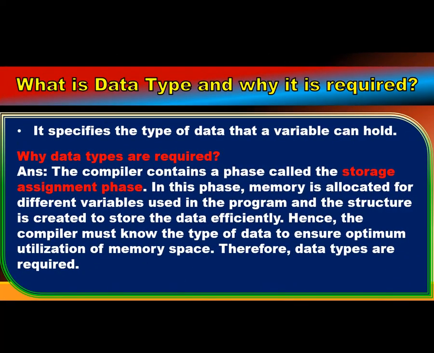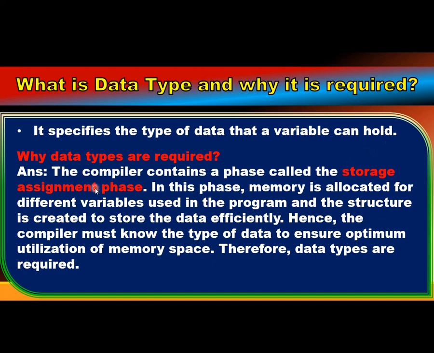So first, what is data type and why is it required? Basically, data type specifies the type of data that a variable can hold. Means which kind of data a variable will hold will be decided by the data type. Whether a variable will hold only whole numbers, or decimal numbers, or character, or string, or boolean, that will be decided by the data type.